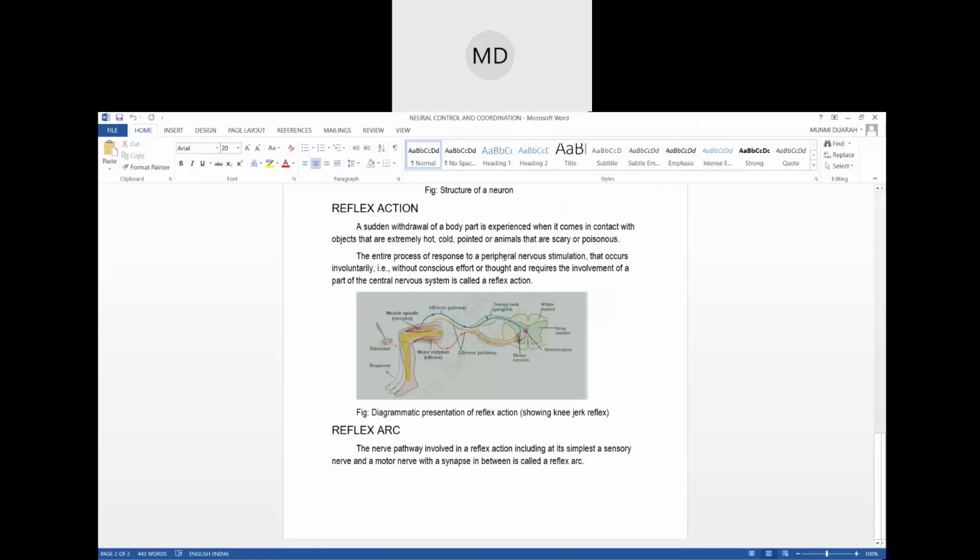Can you see this reflex action? Can you see this page? Yes, ma'am.